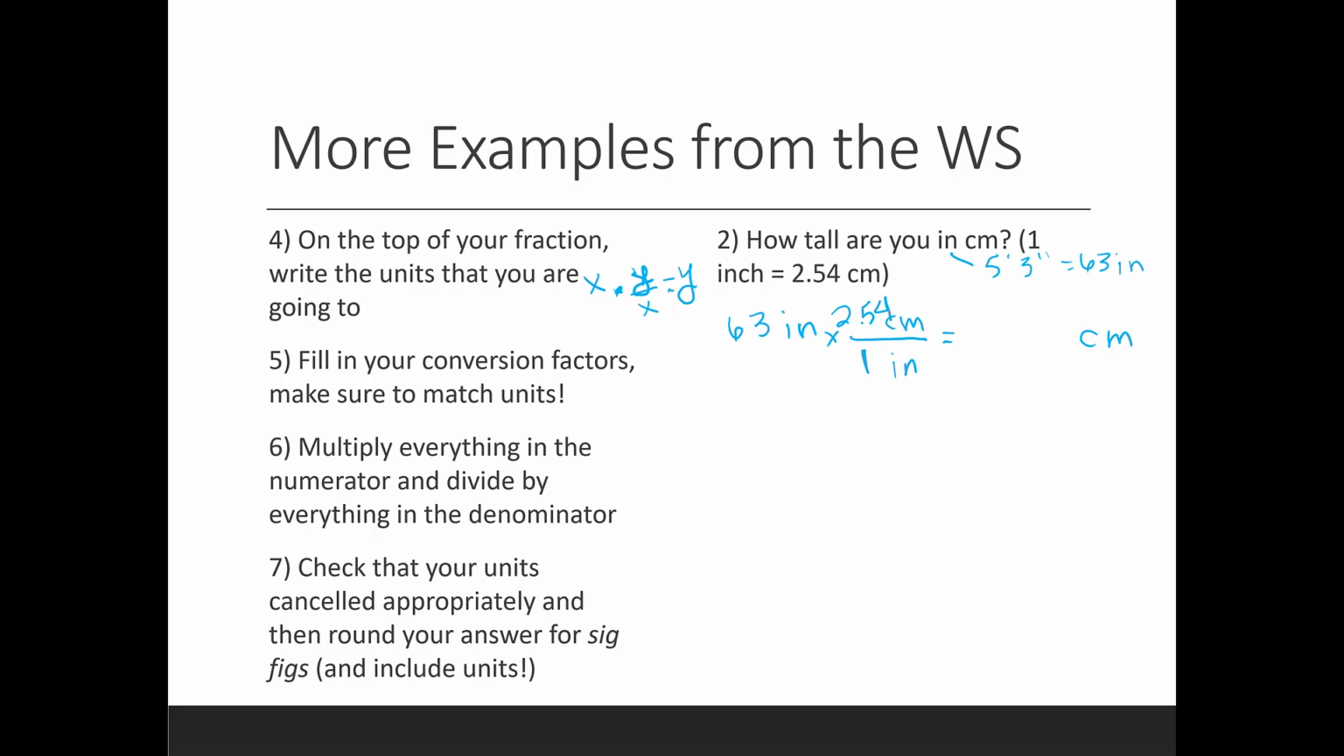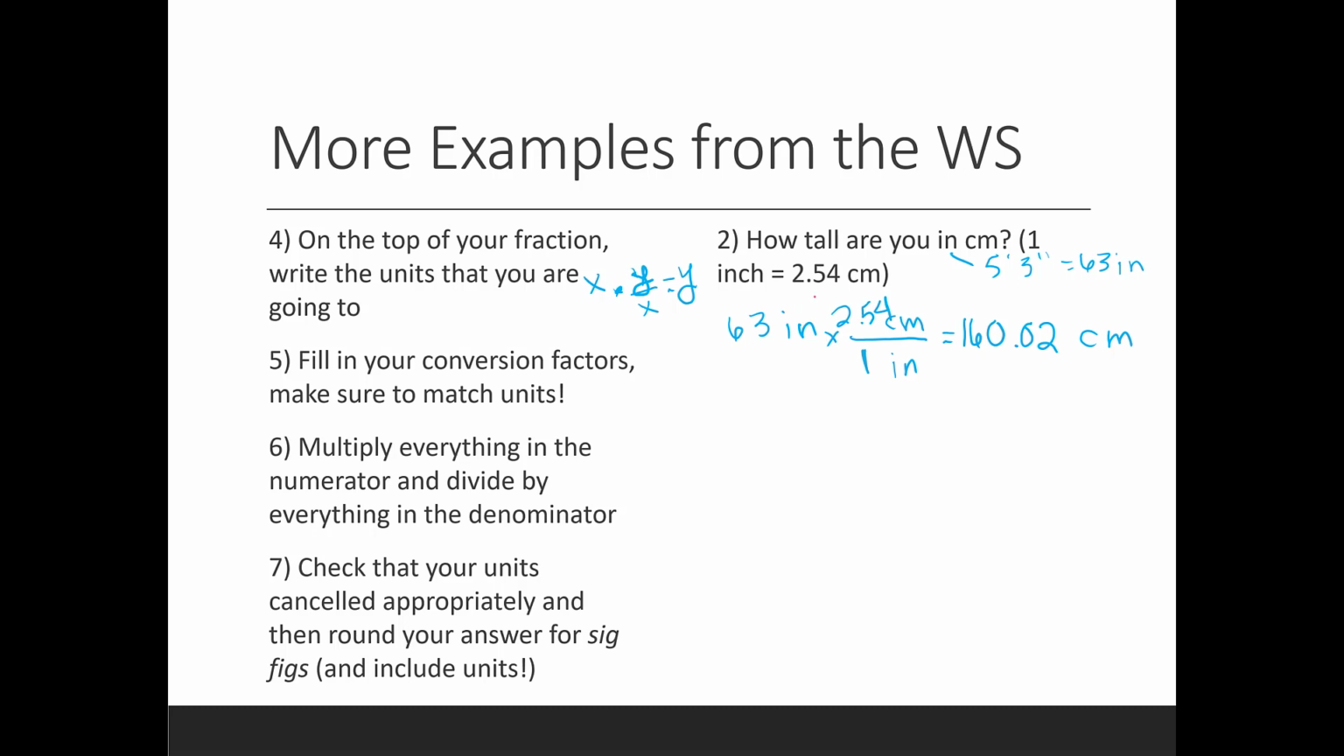Then I multiply across the top and then divide by anything that's in the bottom. Luckily, my denominator is 1, so I can just ignore it. So all I have to do is take 63 and multiply it by 2.54, giving me an answer of 160.02 centimeters. So that's how tall I am in centimeters. Now I know if I ever need to buy pants or something from the United Kingdom or from somewhere in Europe. Now we have to check that our units canceled appropriately.